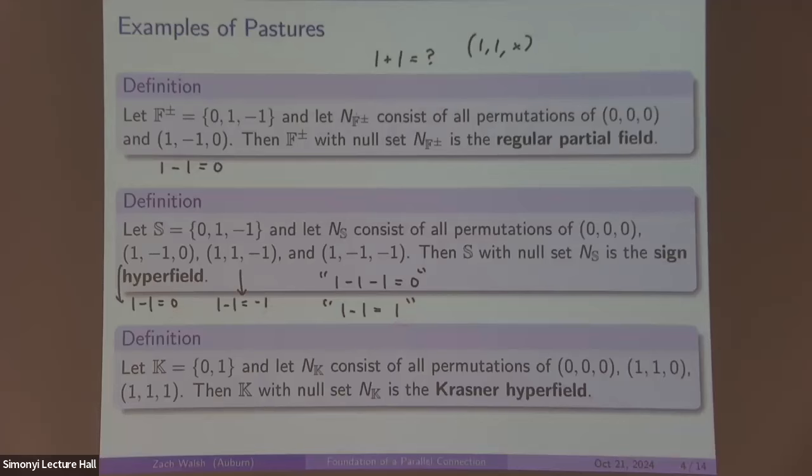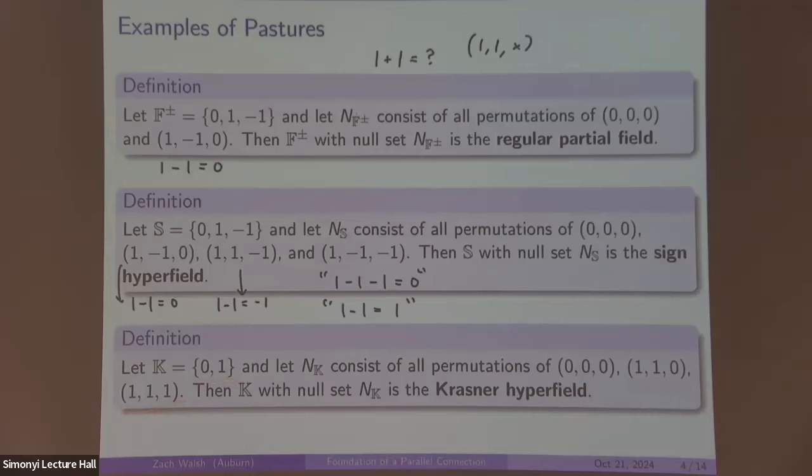Okay, and then one more fundamental pasture is this Krasner hyperfield here. So this one's even simpler. The elements are just 0 and 1, and I'm actually going to put in every triple that I'm allowed to while satisfying the pasture axioms. Okay, so permutations of 1, 1, 0 and 1, 1, 1.